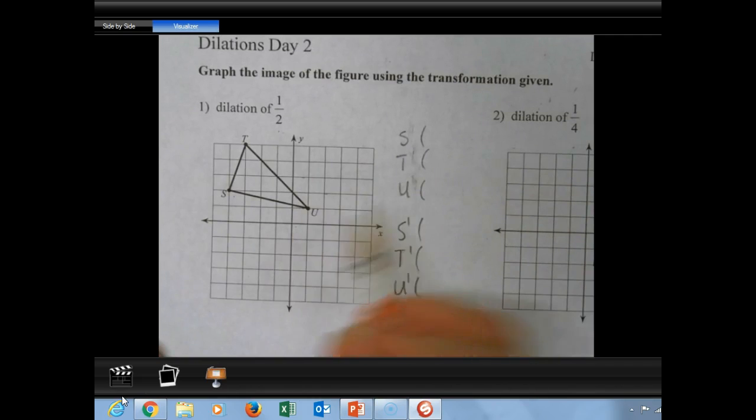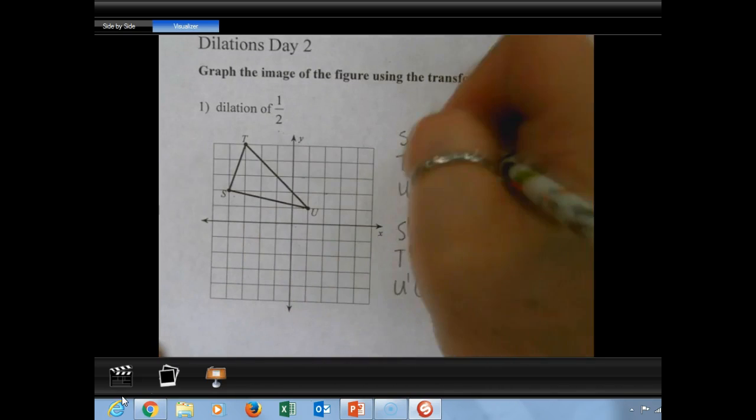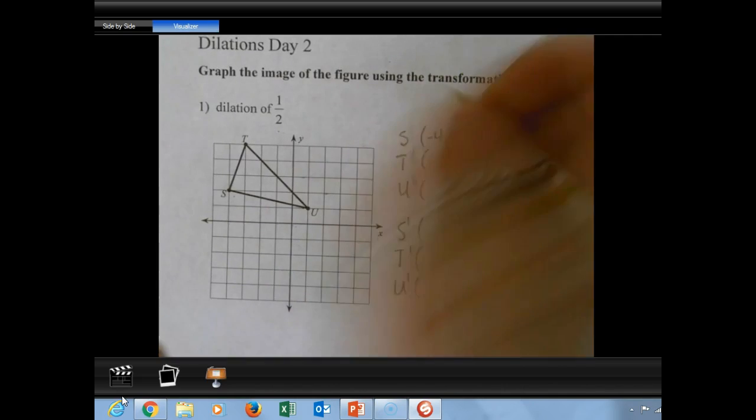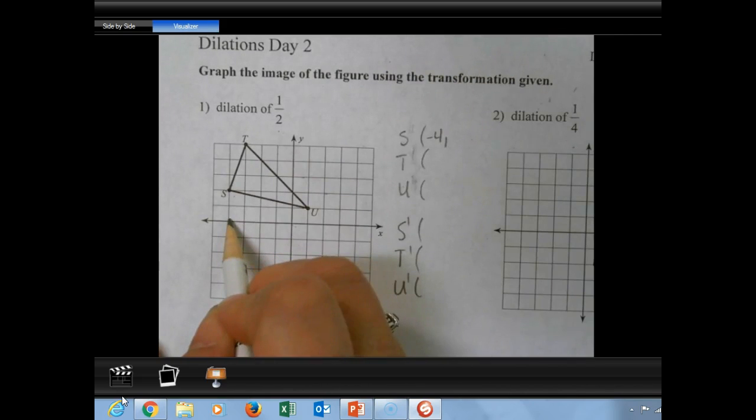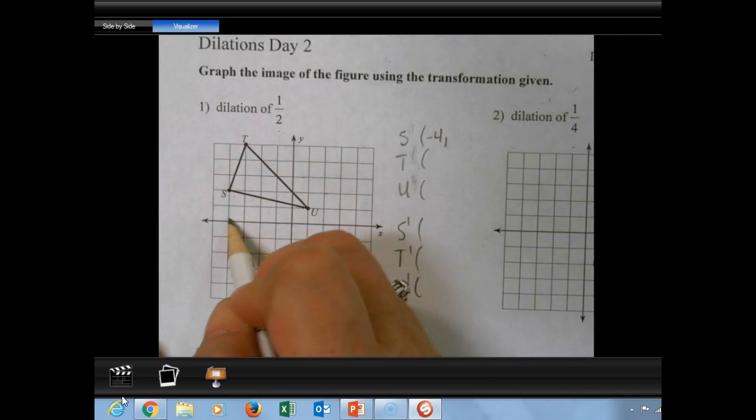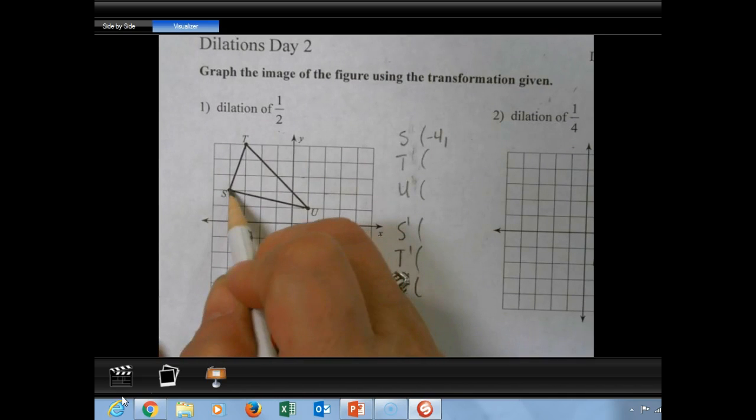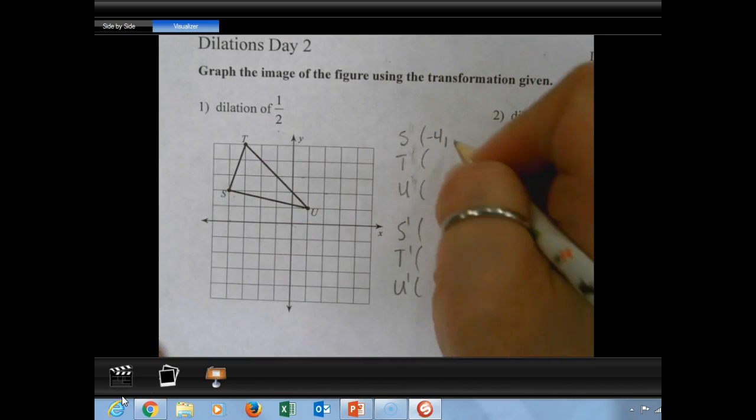So what's our ordered pair for S? From my point of origin, am I going left or right? Left how many? 4. So that's going to give me a -4 as my X. Am I going up or down? Up how many? 2. So up gives me a Y of +2.